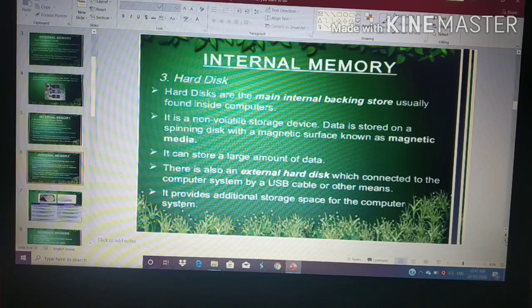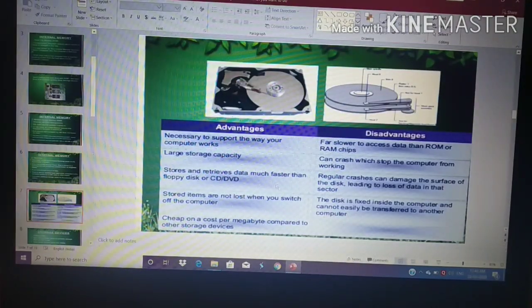Let's go to the next slide. So this is your hard drive. Okay, it also looks like a CD, but it is not a CD. So about the advantages and disadvantages, you just see it. Okay, we'll not discuss it.